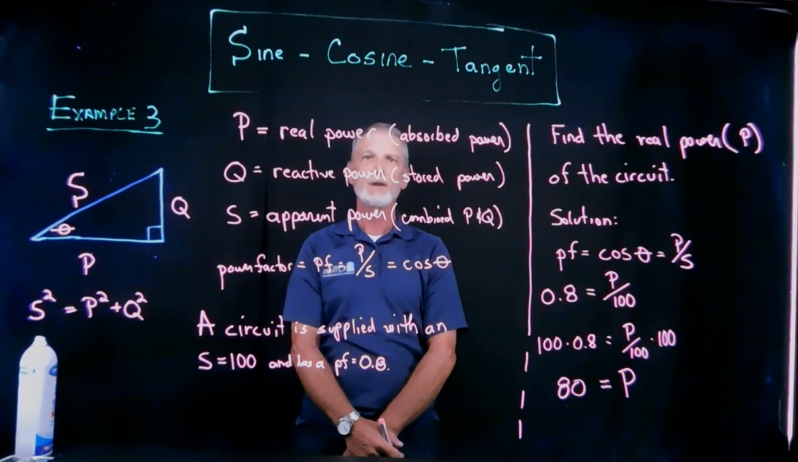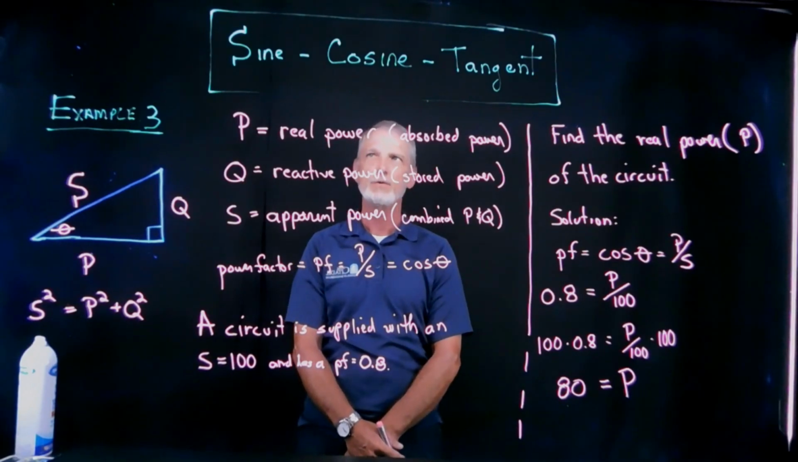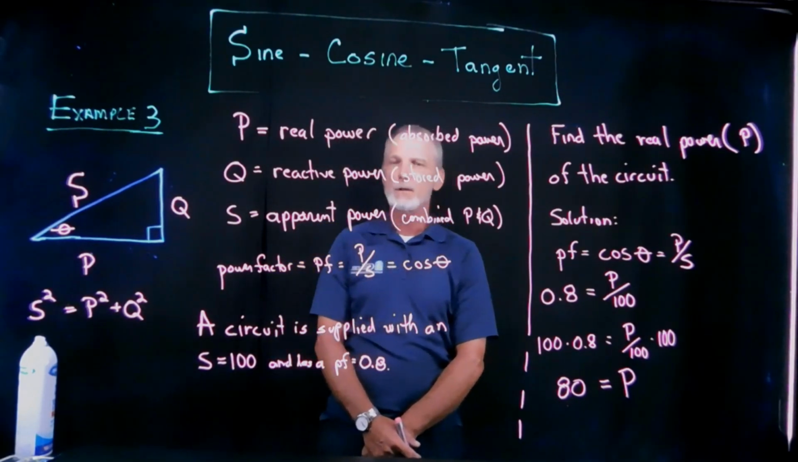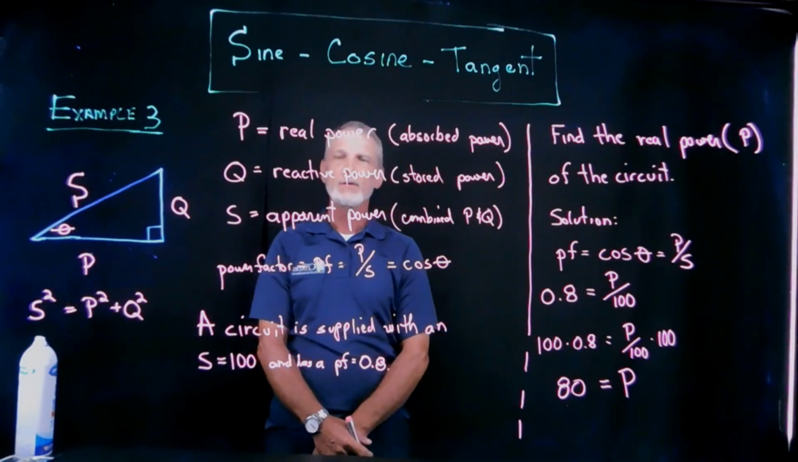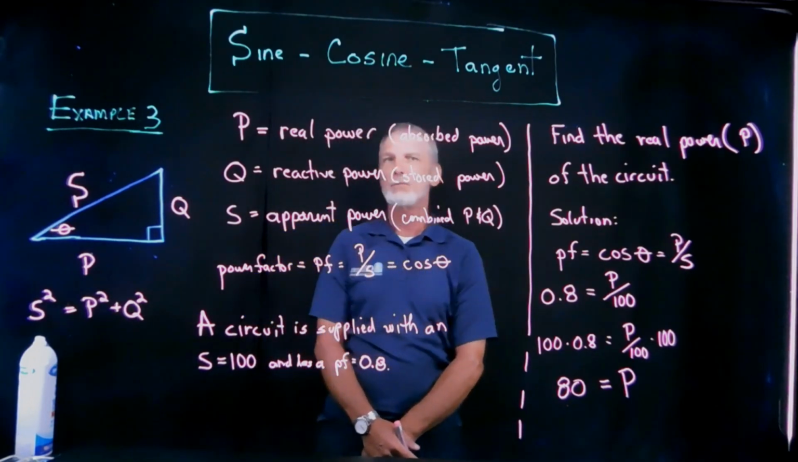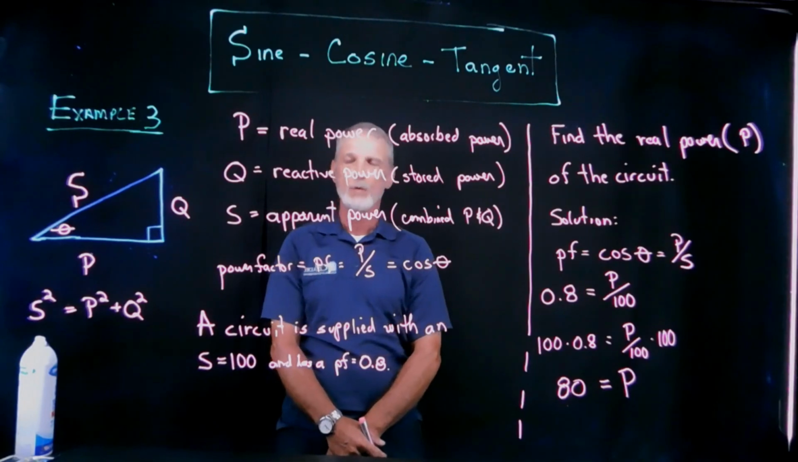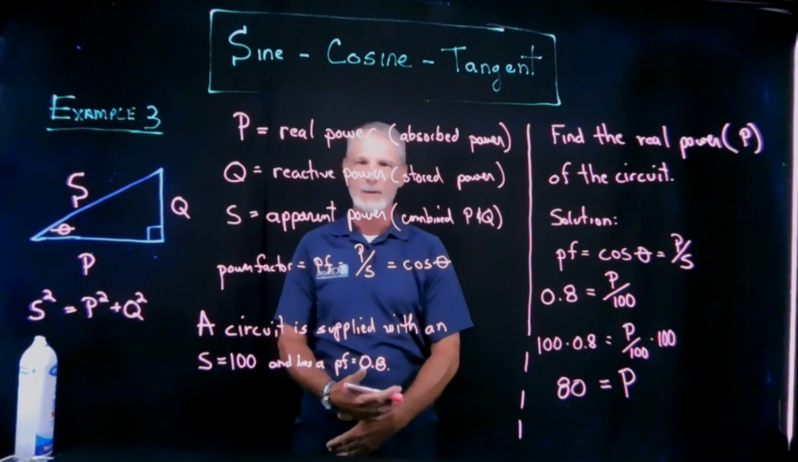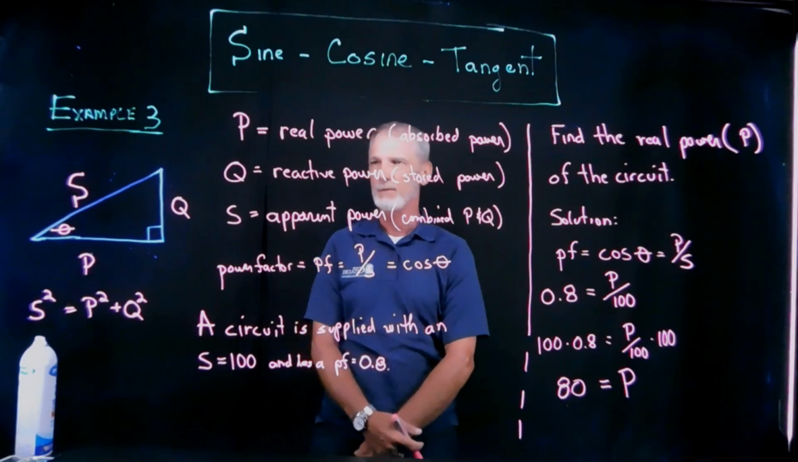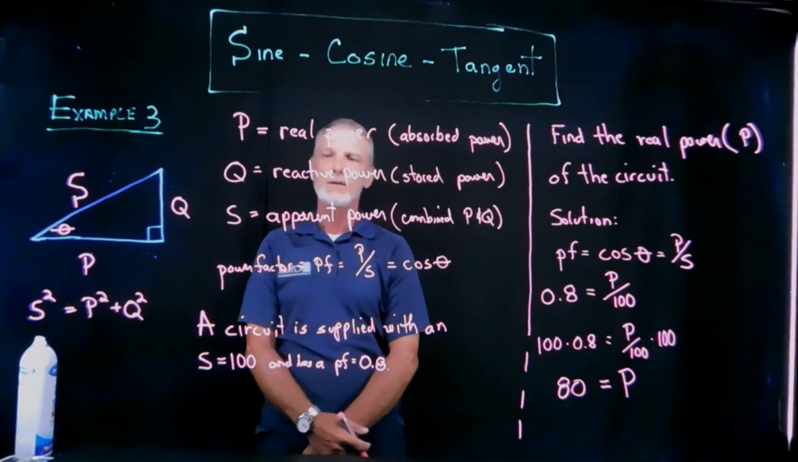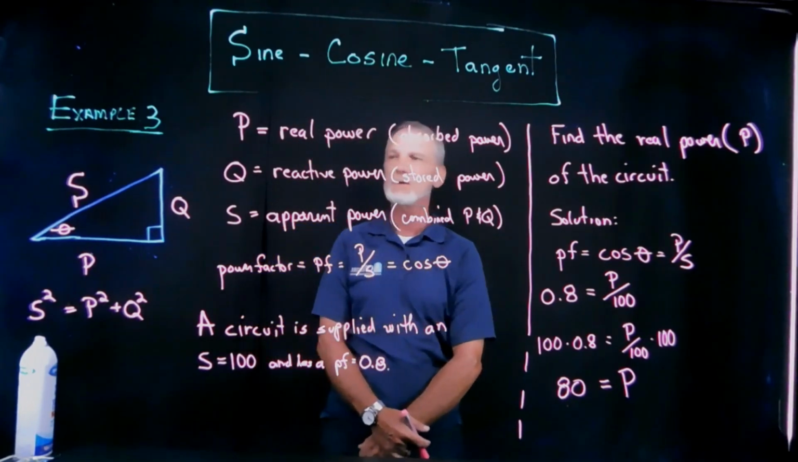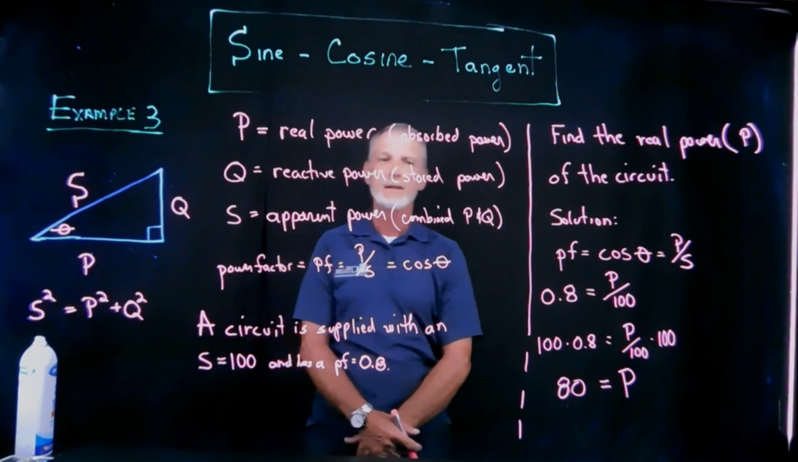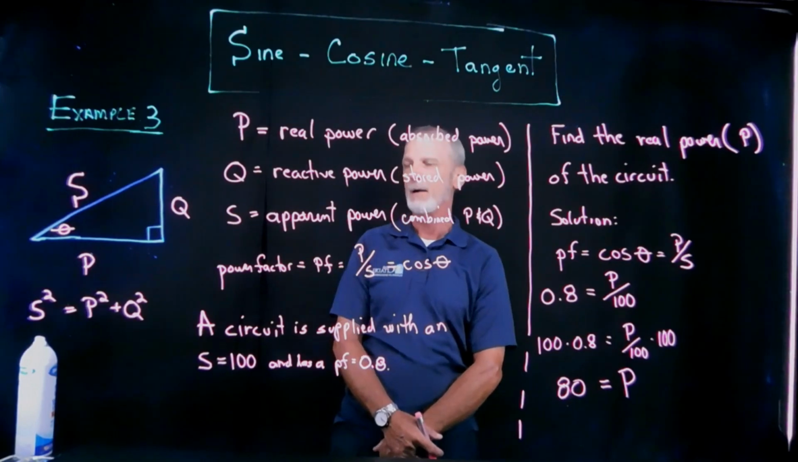Okay, let's do another example of an engineering application using sines, cosines, and tangents. In an electrical circuit, there are 3 types of power. There's the real power, which is the power that's absorbed by the circuit. There's the reactive power, which is the power that's actually stored inside of the circuit. And there's the apparent power, which is the combination of the absorbed power and the stored power. And that combined power is called the apparent power.